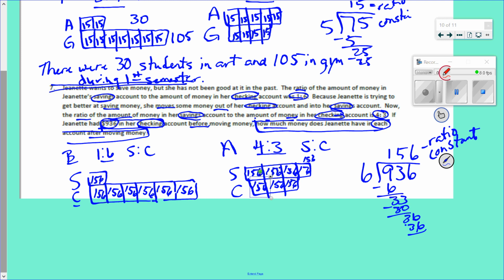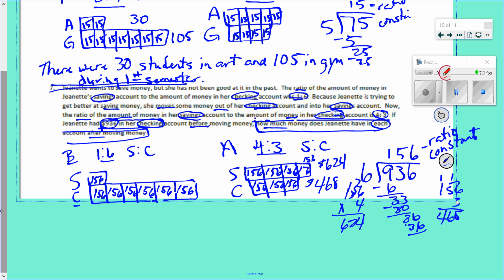So now I can do the math. I've got 156 times 4 for my savings gets me 624 in savings, and 156 times 3 gets me 468 in checking.